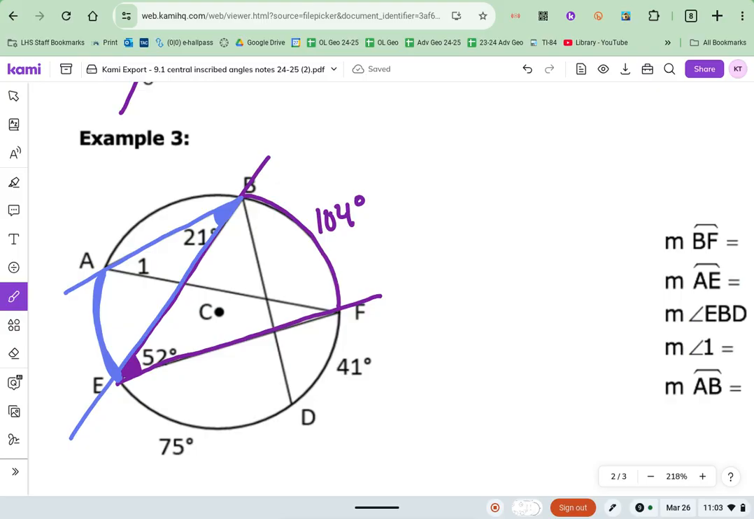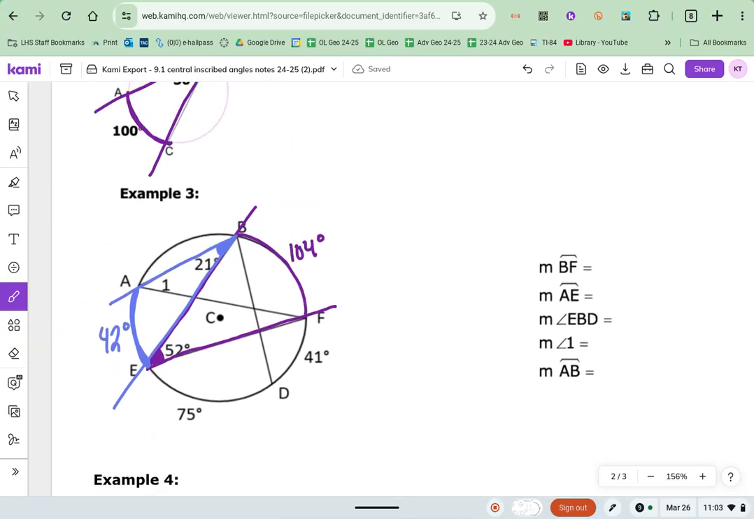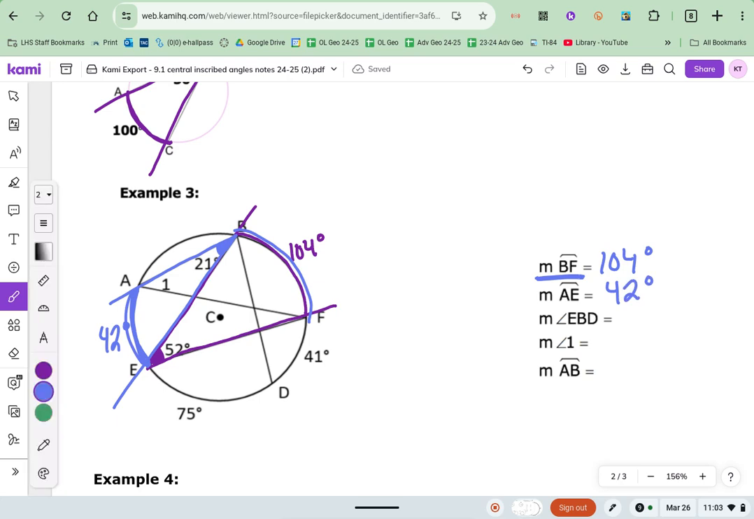Okay, so now we've used all of the inscribed angles that we've been given. And let's see if we have enough information already to fill in all of our blanks, and if we don't, we'll come back and solve some more things. So arc BF, so that's from B to F, that's 104 degrees. Arc AE, that was 42 degrees. Let's see, angle EBD. So if I'm tracing that with my finger, I'm going from E to B to D. Oh, we haven't found that one yet, actually.